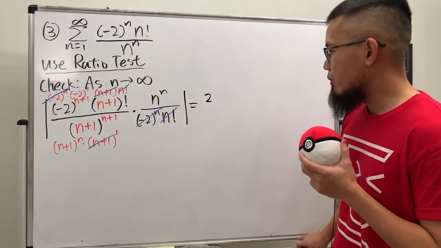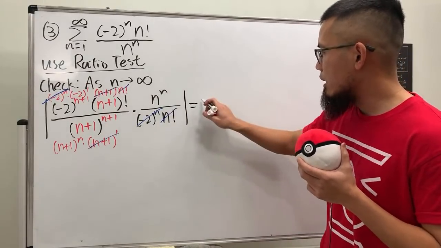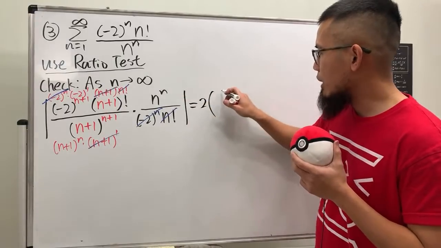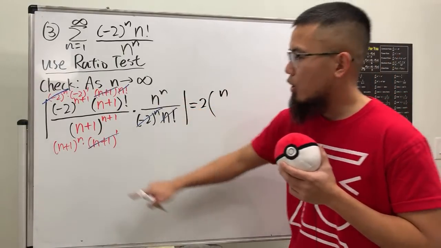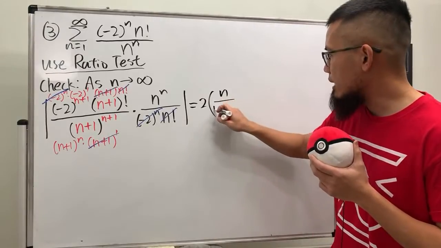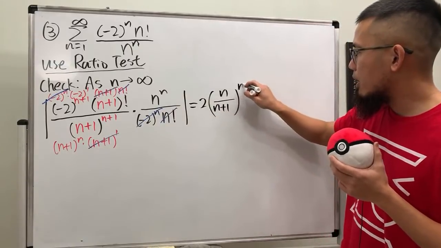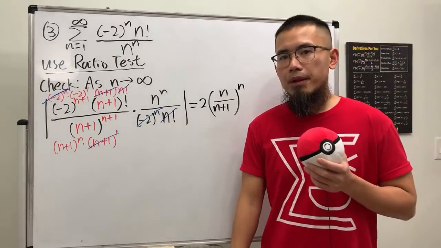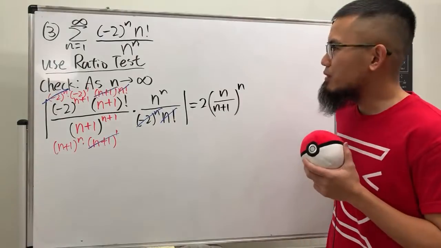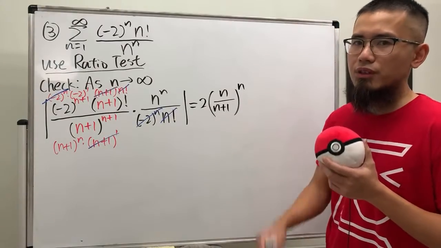So I'm going to write it down as parentheses. And here we have n, right? This n over that, which is n plus 1. And then raised to the nth power. Okay, so that's what we have. Now, we still have to take the limit as n goes to infinity.